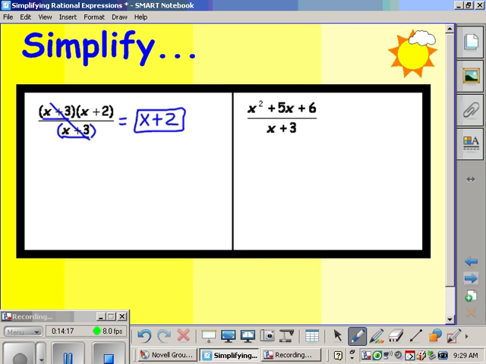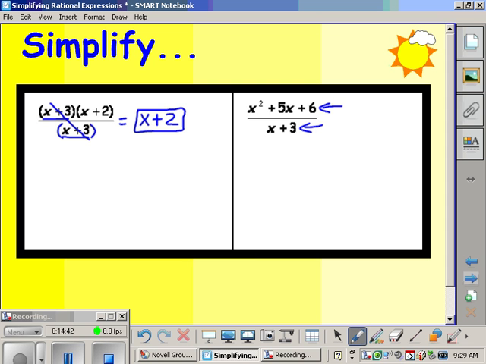Now over on the right, notice we have a trinomial in the numerator and a binomial in the denominator. So again, because one's a trinomial and one's a binomial, there's nothing we can do unless we can create matches using factoring. The bottom, the x plus 3, has no greatest common factor, so we're stuck with that. But the numerator, x squared plus 5x plus 6, we can factor.